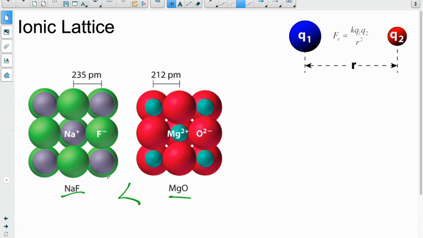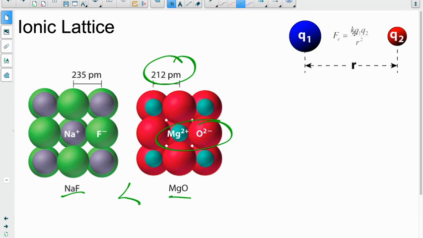The reason for that is twofold. Number one, the distance between the ions is smaller, and number two, the charges of the ions are larger. If the charges are larger, that means that those two cations and anions will attract each other strongly, and if the distance is smaller, that also will lead to a stronger attraction and in turn a stronger ionic bond, which basically means that it's going to be harder to break the bond. We can see this here.